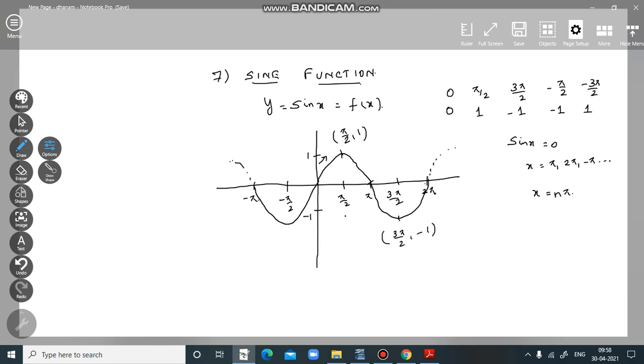The points of intersection with the x-axis are (pi, 0) and (2 pi, 0). And the graph is increasing from 0 to pi by 2, decreasing from pi by 2 to 3 pi by 2, and again increasing from 3 pi by 2 to 2 pi. These are the salient features of a sine graph.